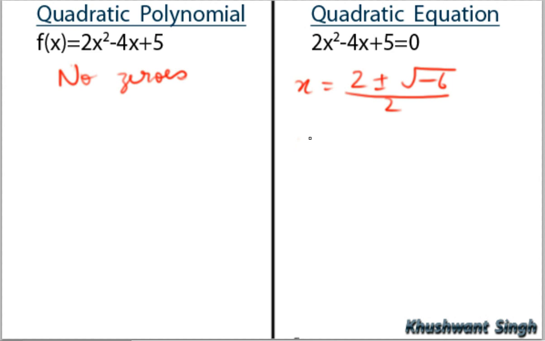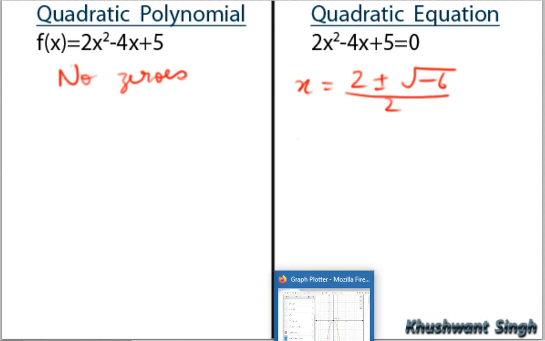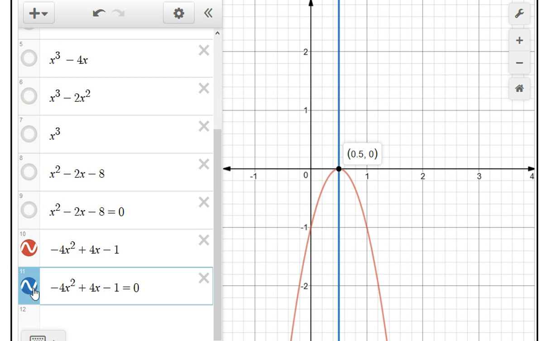Now we will be seeing this in a graph. 2x square minus 4x plus 5. Let's see.